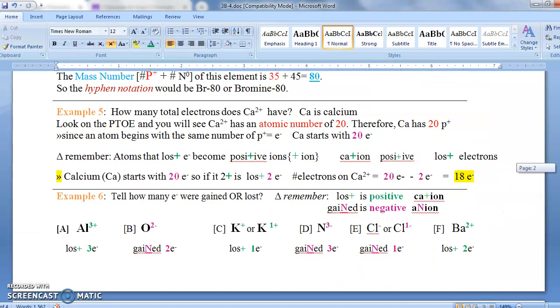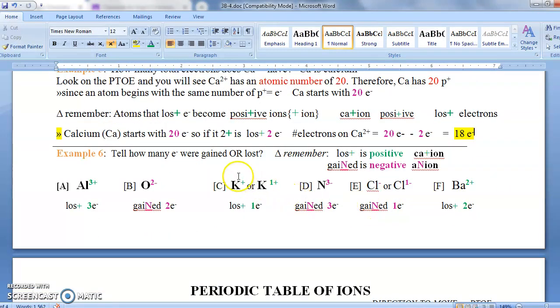On number 6, tell how many electrons are gained or lost. Lost means it's positive. It's a cation. Gained has the N right in the middle. It's negative. Anion. N right in the middle. So if aluminum's 3+, plus means it lost 3 electrons.